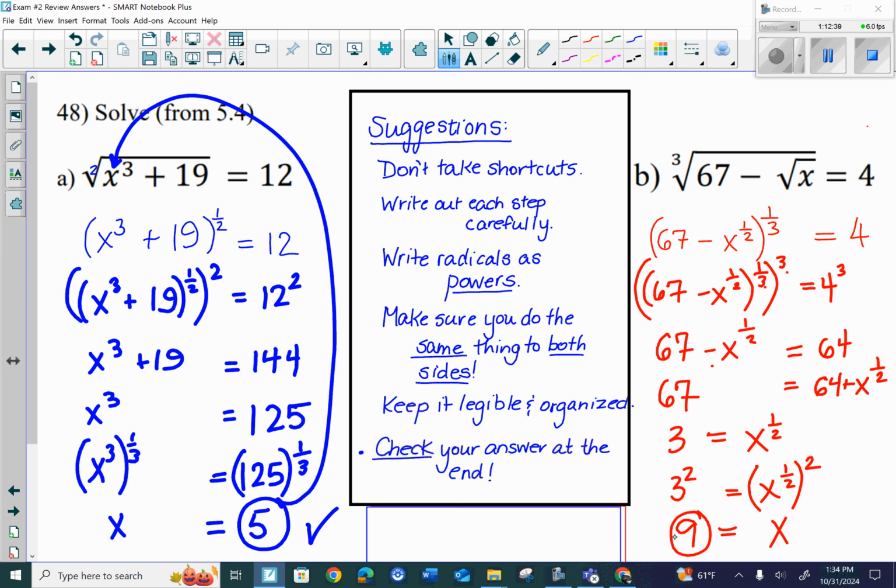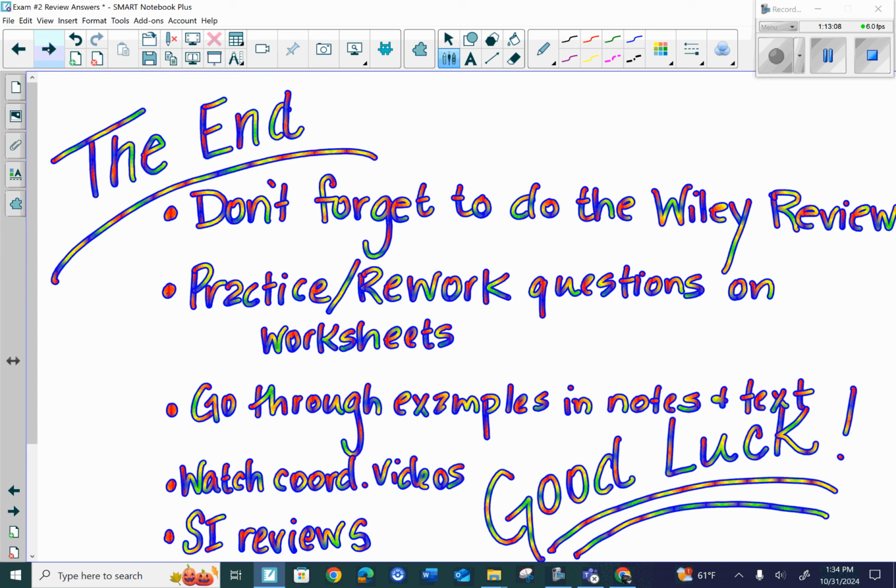And this one was so complicated and multi-step, take that back and check it just to be sure. The square root of 9 is 3. 67 minus 3 is 64. And then the cube root of 64 is 4. So that does check out. You can plug it in your calculator too if you use the powers instead of the radicals. It's kind of getting complicated. So I believe that concludes this exam review.